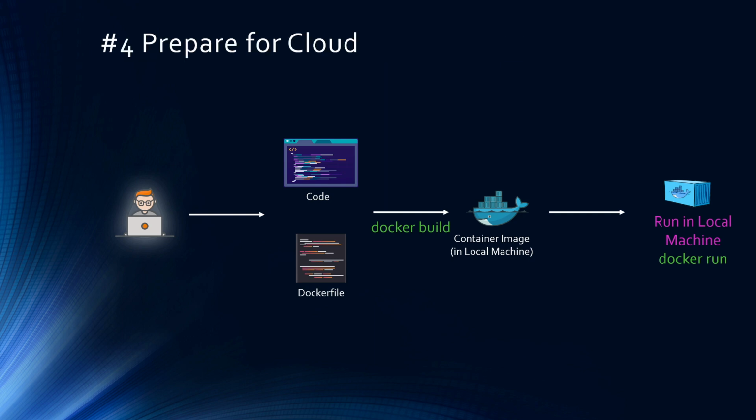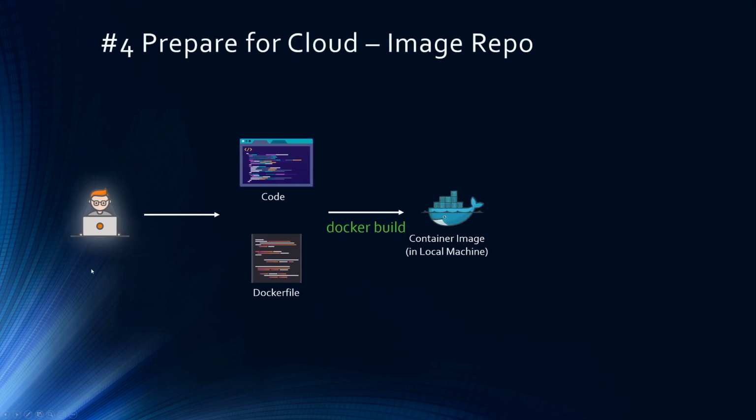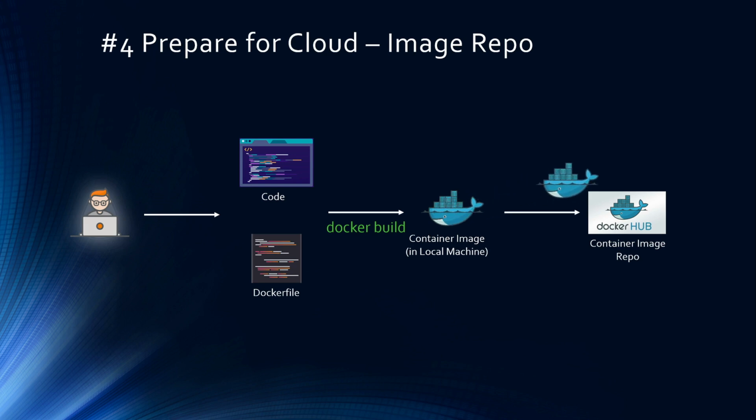So now the next step, preparing for the cloud. To run this in the cloud, you need to move it to a container image repository, right? Because the cloud Kubernetes cluster cannot really grab the container image from your local machine. So for our case, we are going to use DockerHub, and we are going to push the container image from the local machine to DockerHub. All right, so let's jump into the console and do this part.